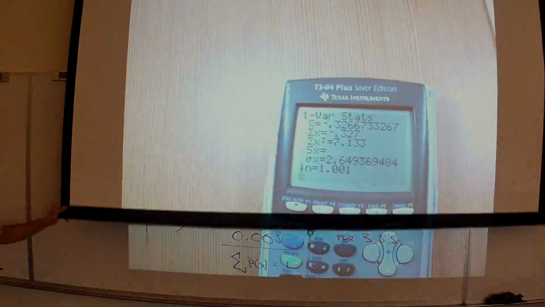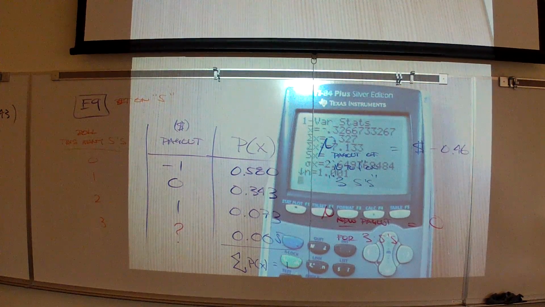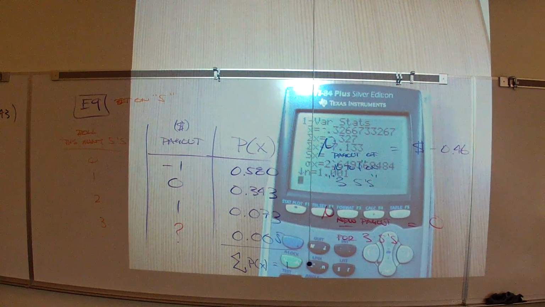If you guys need a distribution, here it is. Here's the distribution Haley gave me earlier. It's definitely important. I love me some algebra.